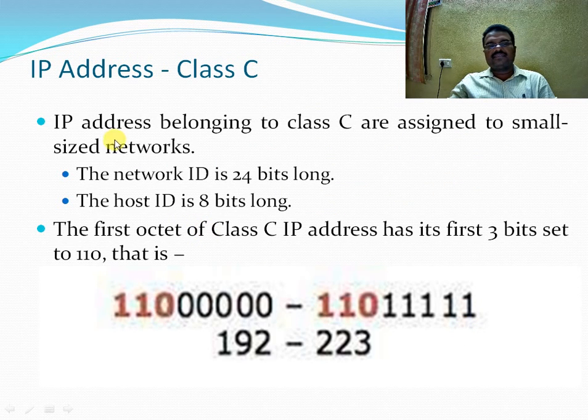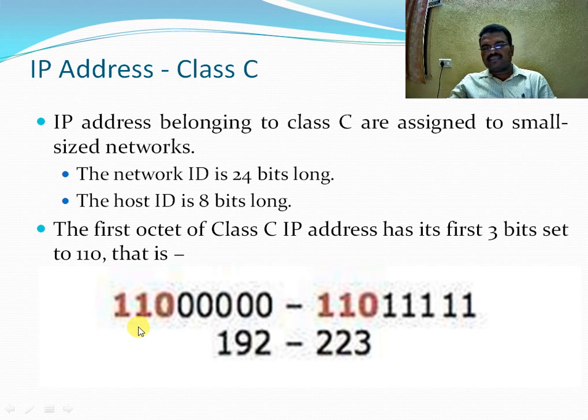Class C address. The IP addresses that belong to class C are assigned to small size networks. The network ID is 24 bits long and the host ID is 8 bits long. The first octet of a class C IP address has its first 3 bits set to 110. These 3 bits identify that this is a class C address.